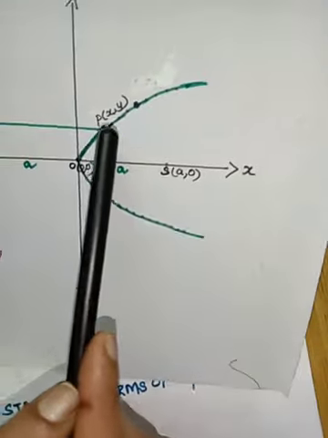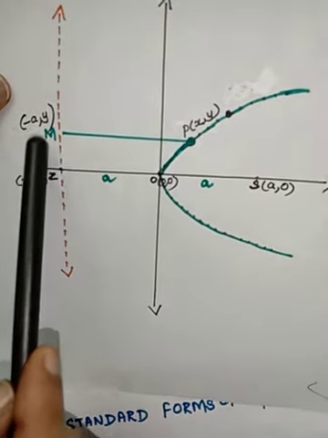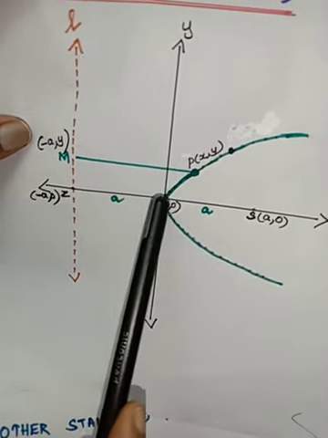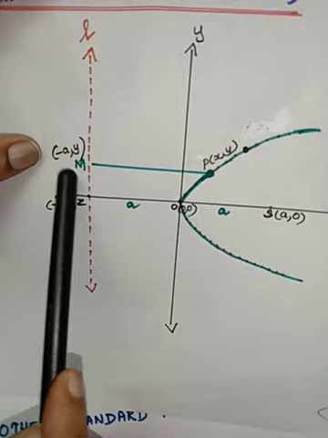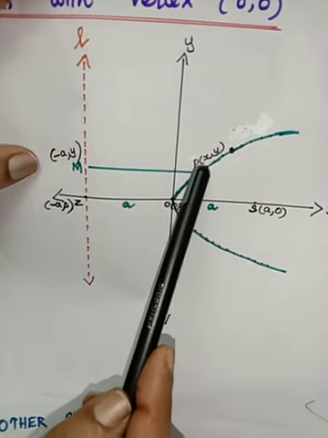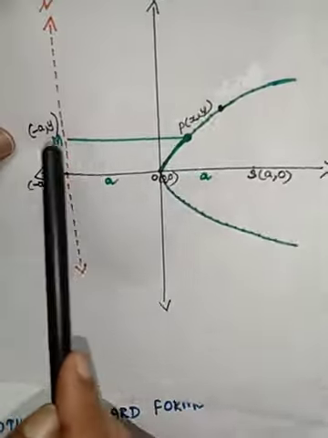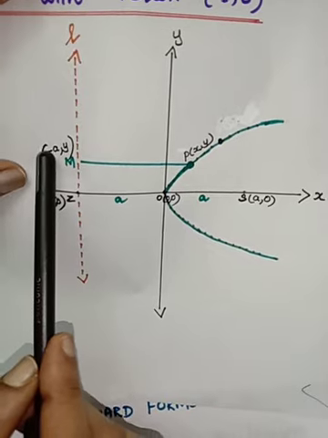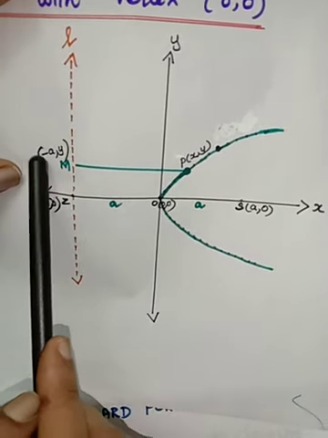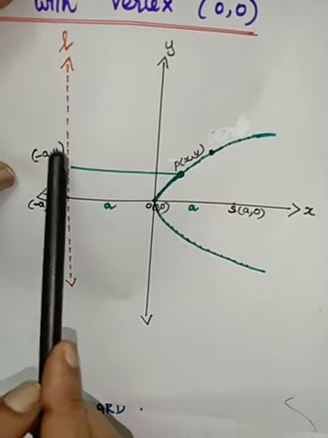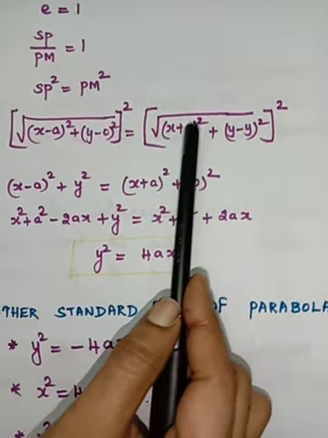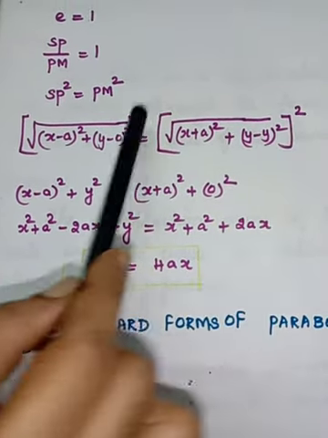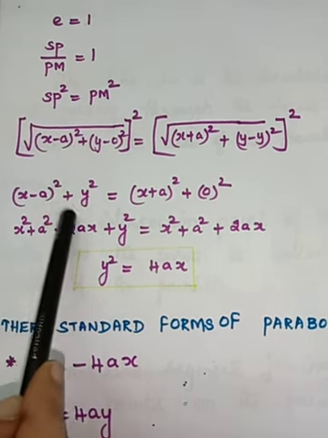P is the point x, y, and M is a point on the directrix whose x coordinate is minus a, and the y coordinate I have taken as y. So the point M is minus a, y. Find the distance between these two points, again using the distance formula: the square root of x minus of minus a, that is x plus a the whole square, plus y minus y the whole square. Above it I put the square, so the square and the square root cancel.